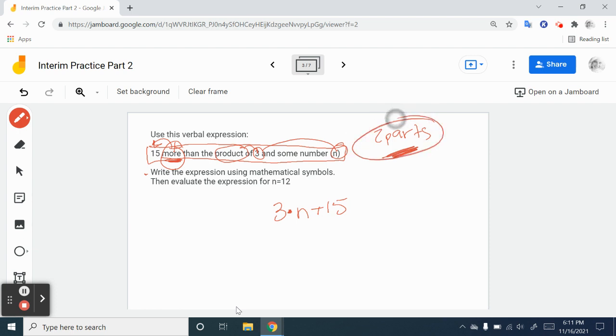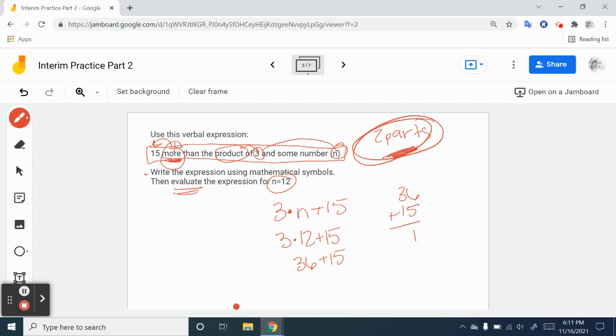Remember, this one has two parts. The second part is I have to evaluate the expression for n equals 12. So they're going to give you a value for the variable, and you need to substitute. So instead of 3 times n, I'm going to do 3 times 12 plus 15. So 3 times 12 is 36. 36 plus 15.